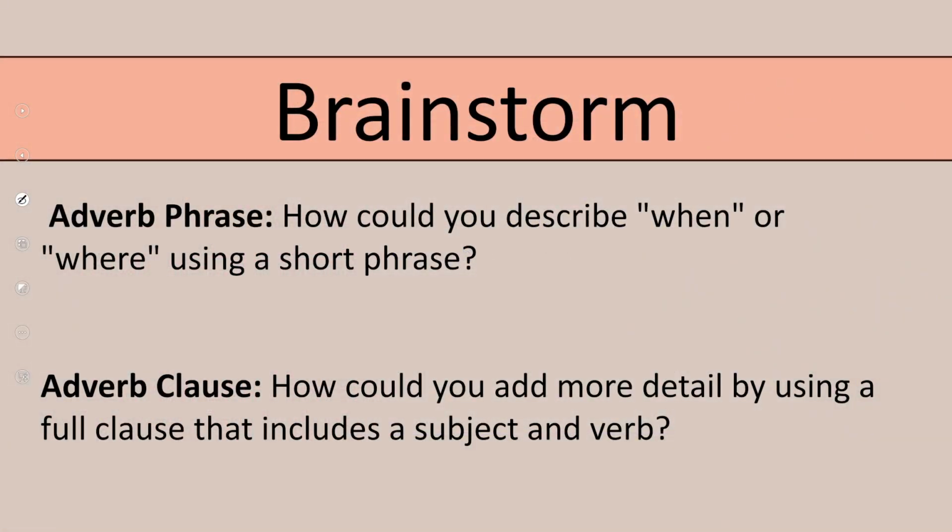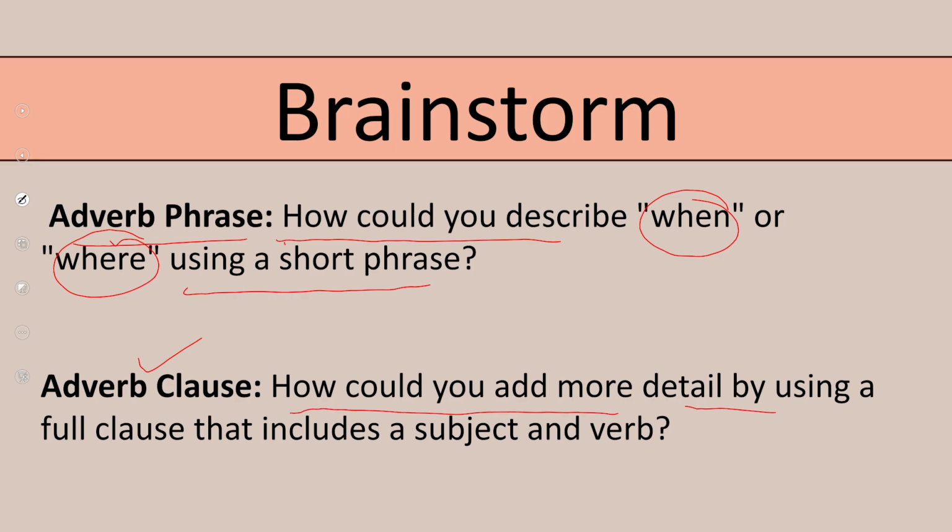Here, adverb phrase, here we explain how could we describe when or where using a short phrase. Now, to answer when something happened and where something happened, it is part of our adverb because we already know that there are different types of adverbs, adverb of time, place, frequency, etc. And in the case of adverb clause, how could you add more detail by using a full clause that includes a subject and a verb?